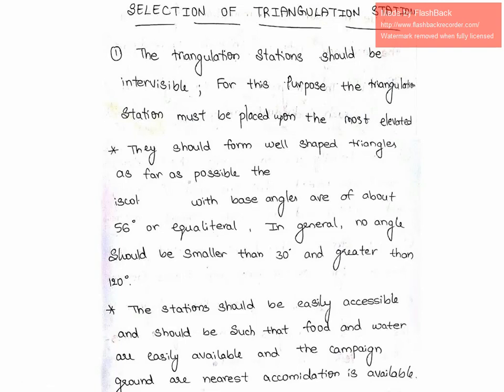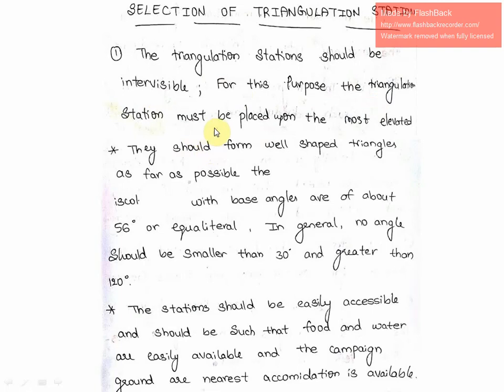So you have to select it in such a way that it should be easily visible from all the interconnected stations, all the lines. So for that you need to go for selection criteria. The first one is that the triangulation stations should be intervisible. For this purpose the triangulation station must be placed upon the most elevated area.